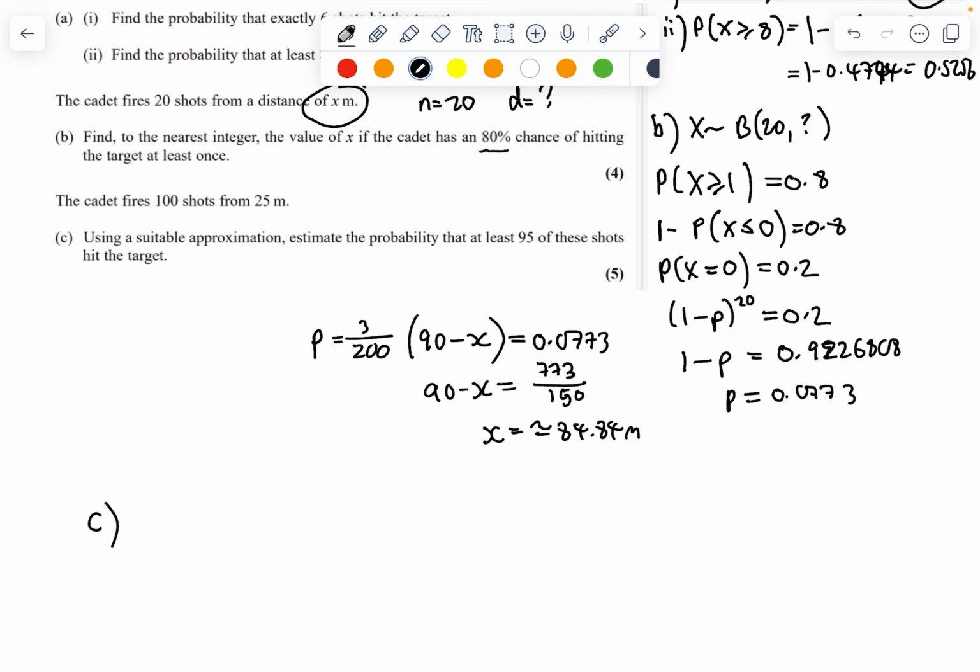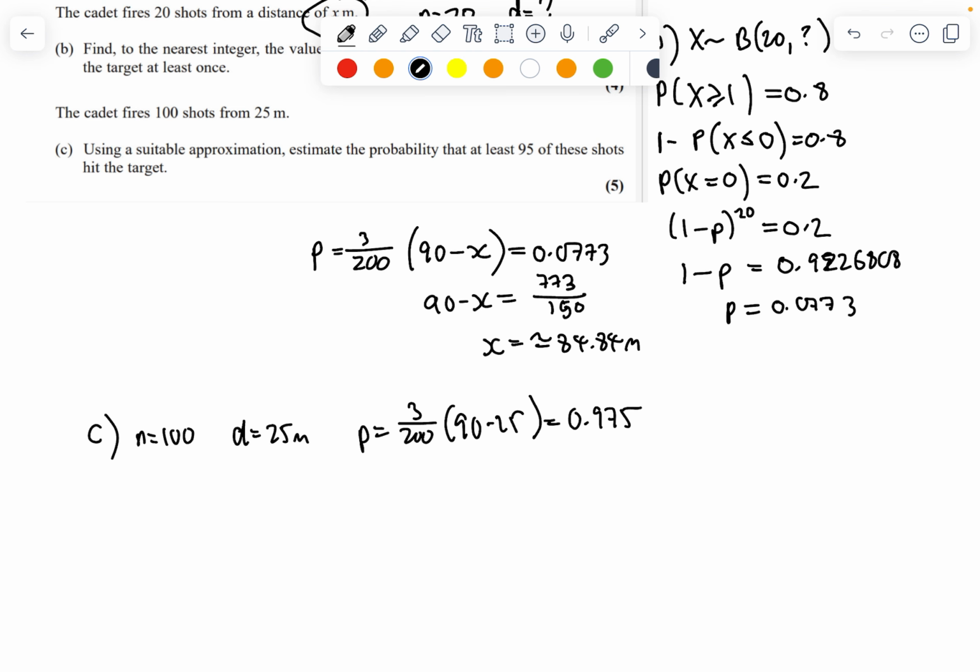Now for C, the cadet fires 100 shots from 25 meters. So we know that N is 100 and our distance is 25 meters. So our probability is 3 over 200 times (90 minus 25), and that equals 0.975. Great. The problem is, if I do NP, that gives me 97.5.